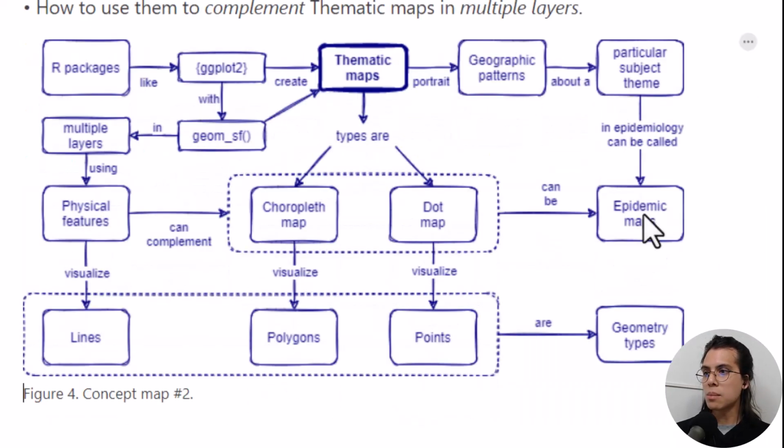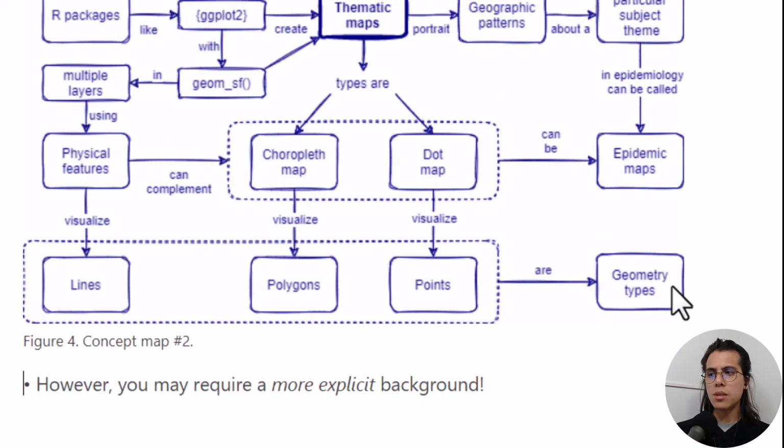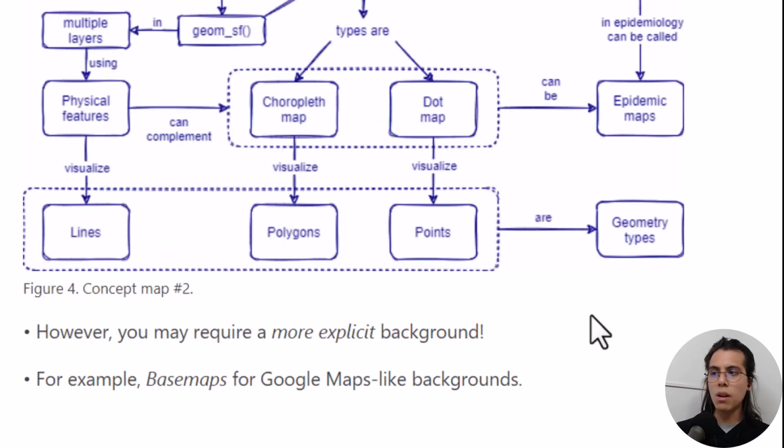As a summary concept map, we now know that we can complement thematic maps like choropleth maps and dot maps with physical features. And physical features visualize line geometry types. And physical features require using the geom_sf function in multiple layers. However, you probably may require to be more explicit with the background. To solve this, in the following lessons, we're going to see how to add base maps with Google Maps-like backgrounds.